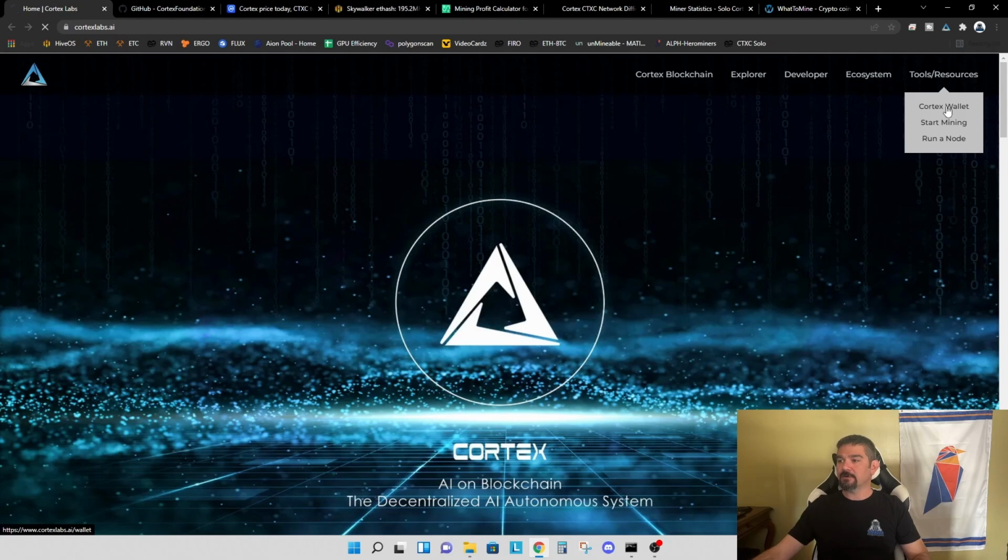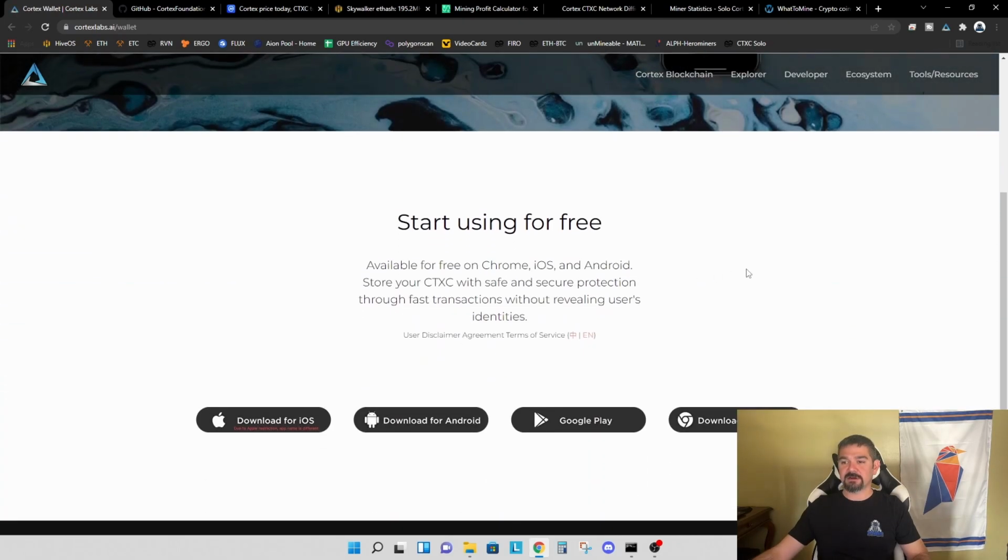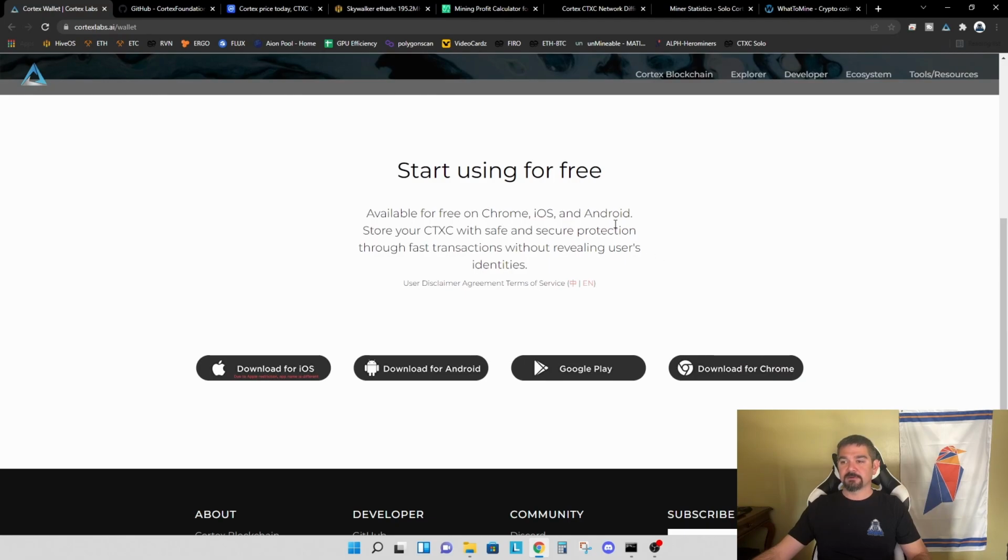If we click on the Cortex wallet, you can see that there is a free web wallet available for Chrome, iOS, and Android. So just click on the download option that's appropriate for you. Go ahead and get your wallet set up, and you'll need that for setting up the miner down the road.